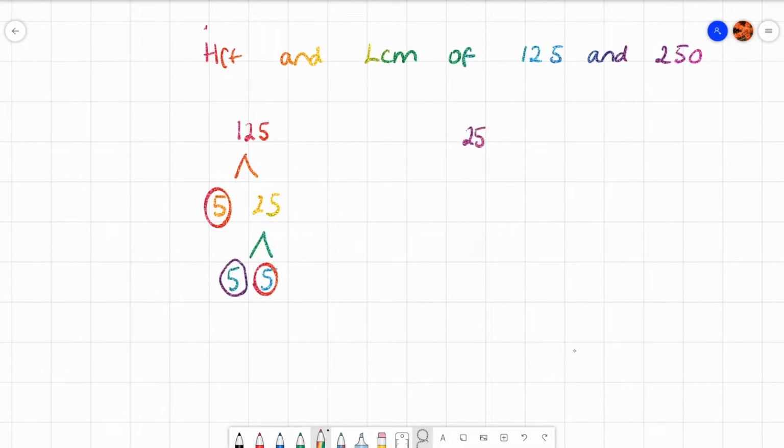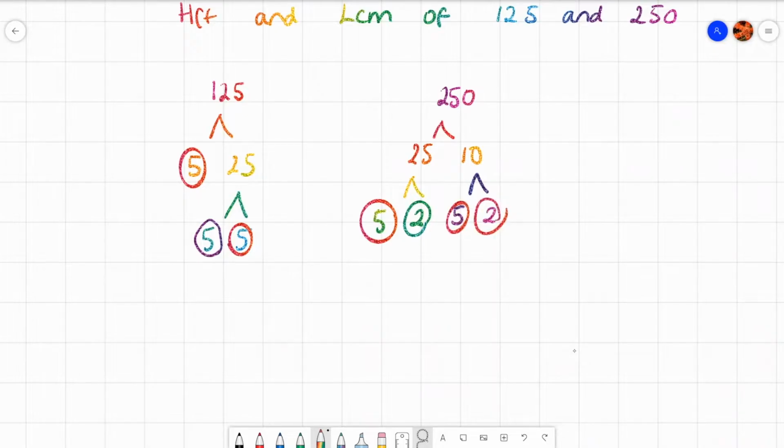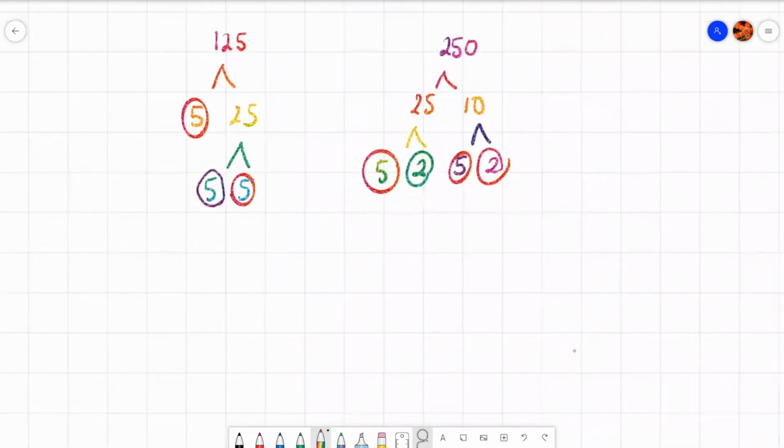250 this time. I'm going to do 25 and 10. Nice and simple and straightforward. 25 is not prime, it's 5 and 5, which are both prime. And 10 is 5 and 2, which are both prime as well, so I can circle them. I can do 125 is equal to 5 times 5 times 5. 250 is 2 times 5 times 5 times 5.